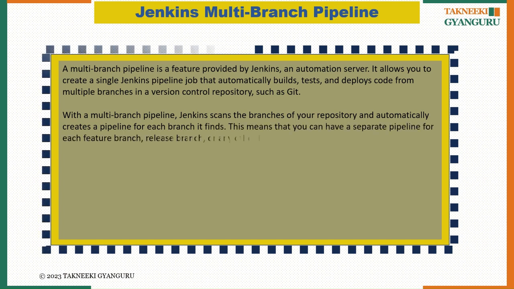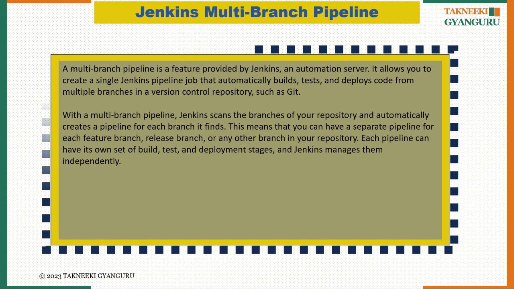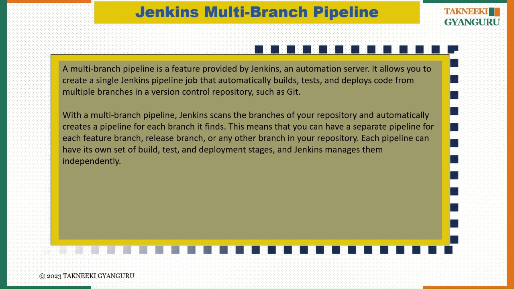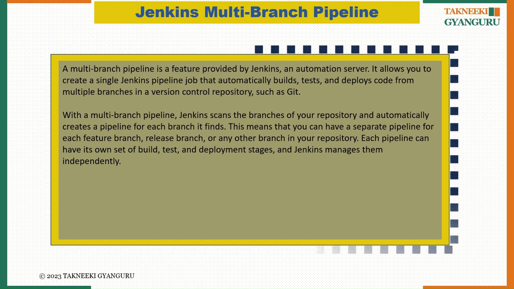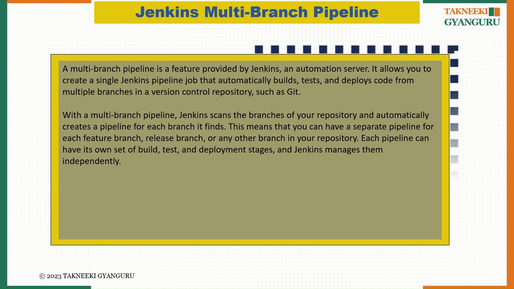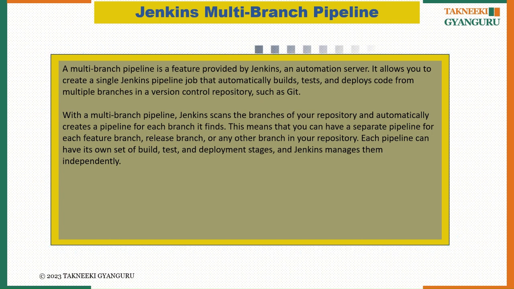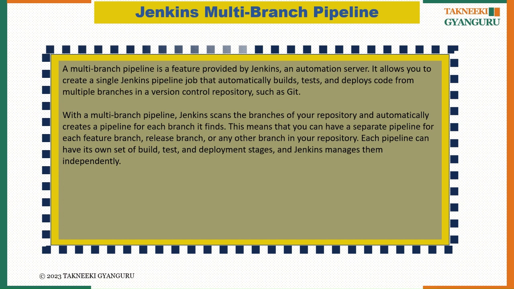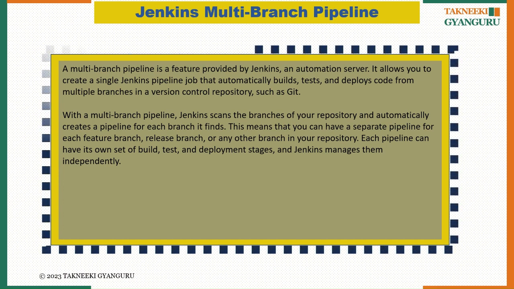With a multi-branch pipeline, Jenkins scans the branches of your repository and automatically creates a pipeline for each branch it finds. This means that you can have a separate pipeline for each feature branch, release branch, or any other branch you have in your repository. Each pipeline can have its own set of build, test, and deployment stages, and Jenkins manages them independently.